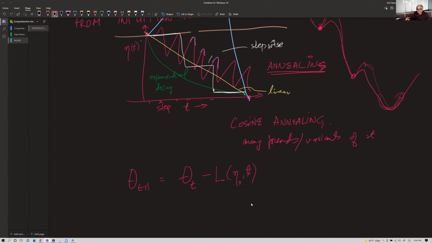For example, here, the green line, at each step, it is decaying the learning rate. Right? Yellow one is also decaying the learning rate. Right? It is some function times the gradient of the loss function. Right? It is this. So this function is called learning rate schedule. Learning rate schedule. Right? Very important thing.